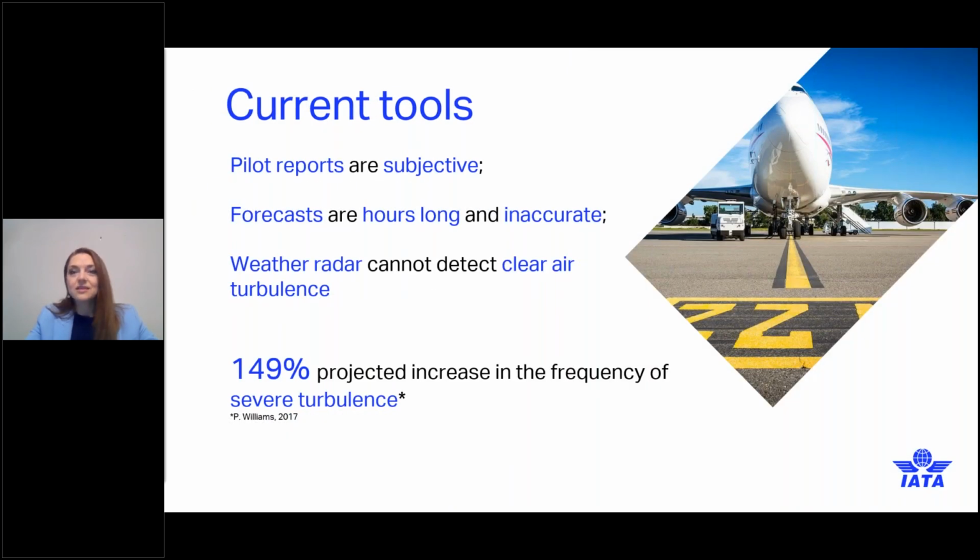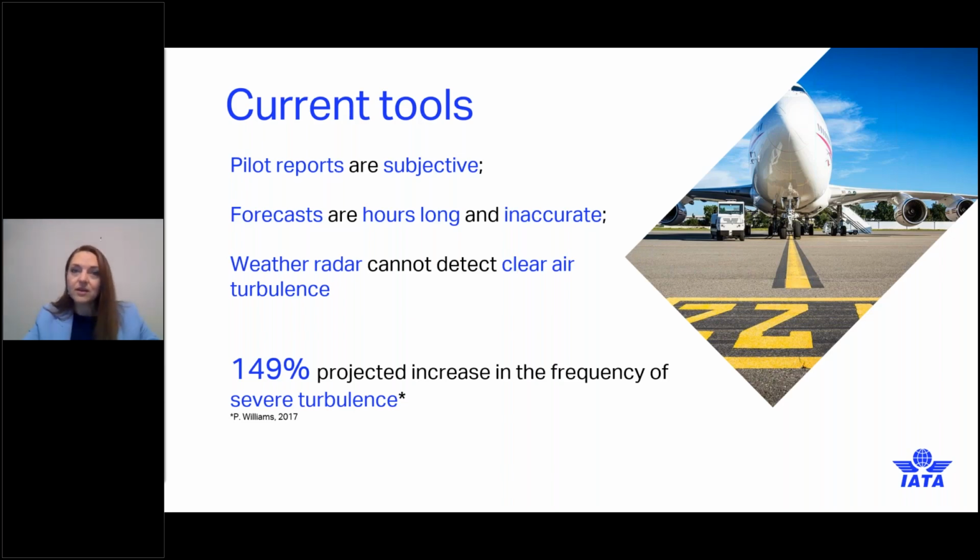The issue is that some of the most common current tools have limitations. For example, when a pilot reports turbulence, it is quite subjective and really is based on their own perception of turbulence and its intensity, and it's hard to really take that as a major decision-making piece of information. Forecasts, as many of you know, can be hours long, not so accurate, and can cover massive geographical areas.